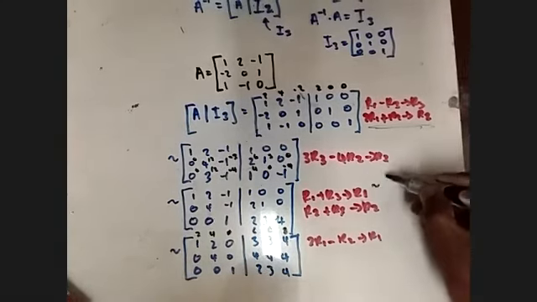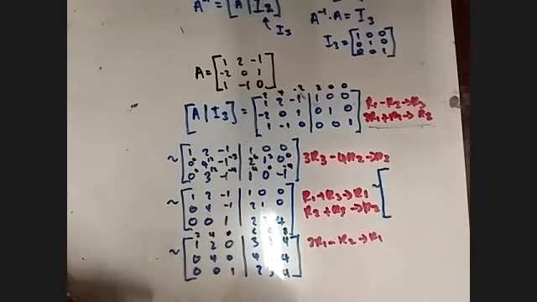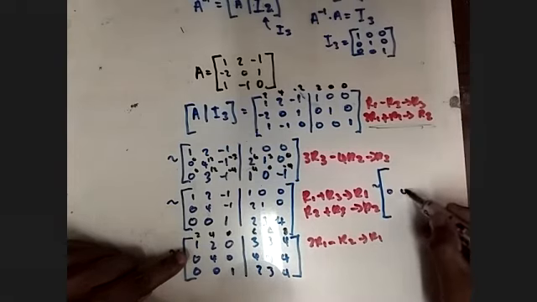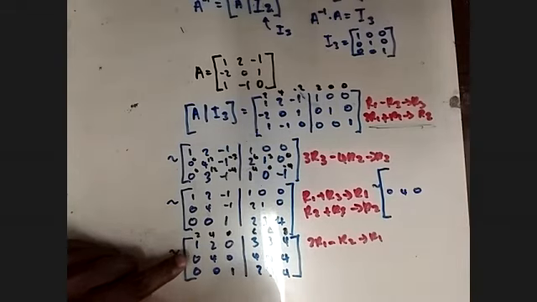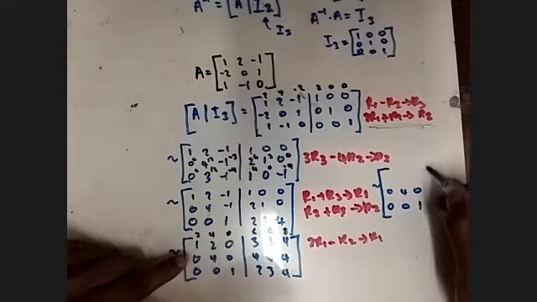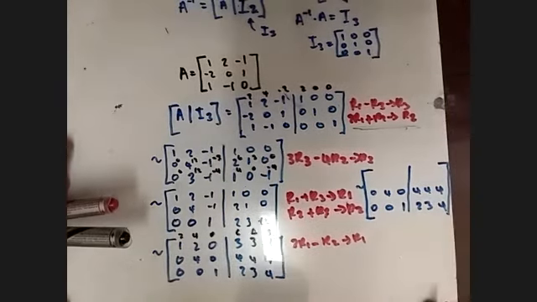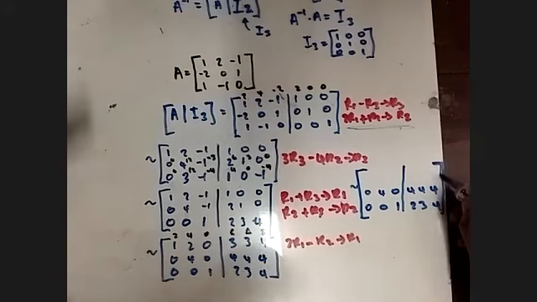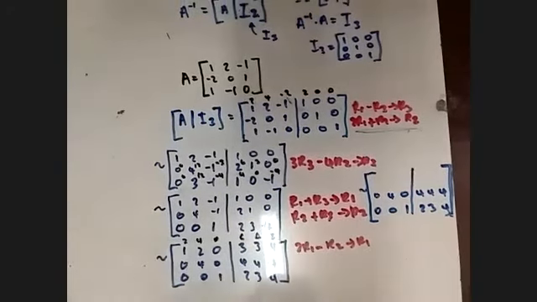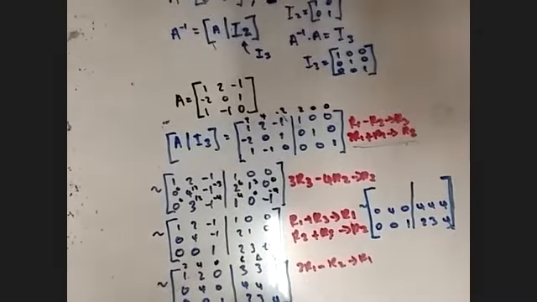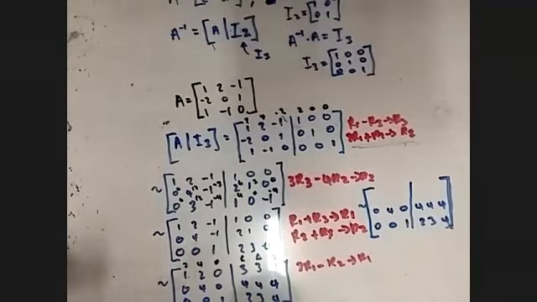Okay, let me write it here. All right, so only R1 is affected, okay? So which means 0, 4, 0 stays the same. 0, 0, 1 stays the same. Everything on this side stays the same. 4, 4, 4, 2, 3, 4, okay? Let me just move this a little bit. Sorry, let me just fix this first, guys, okay?